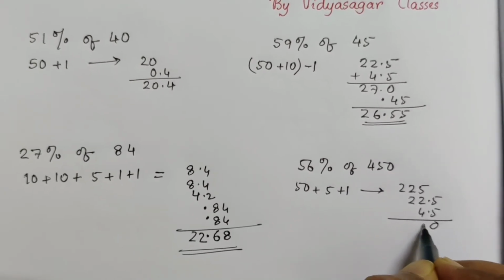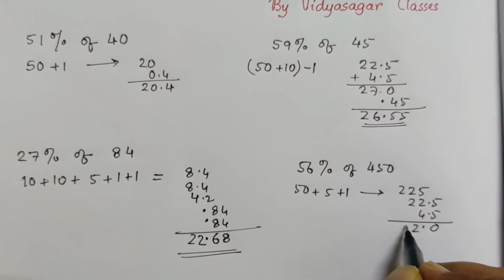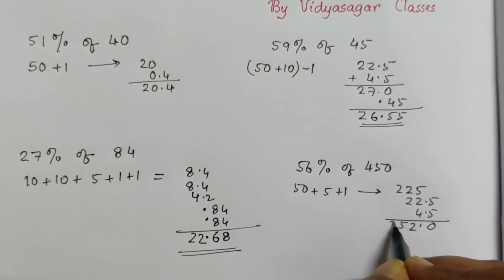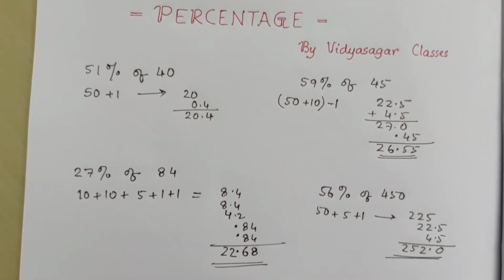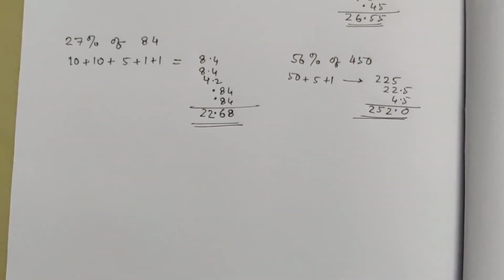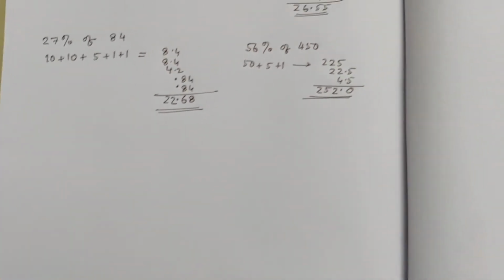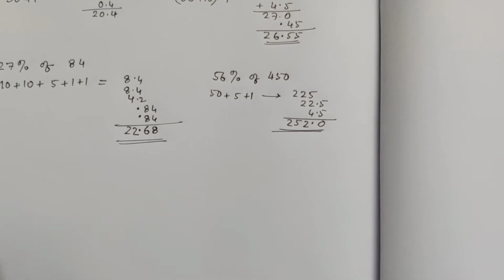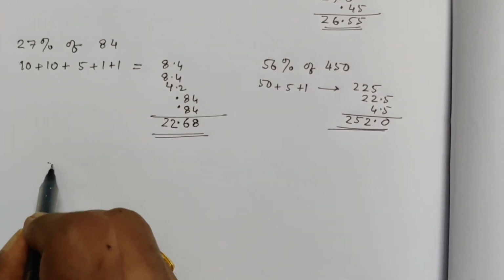Adding these gives 252. This is the answer. So how fast could we do it? Now we are going to split in another way. How? We are going to teach you split percentage.